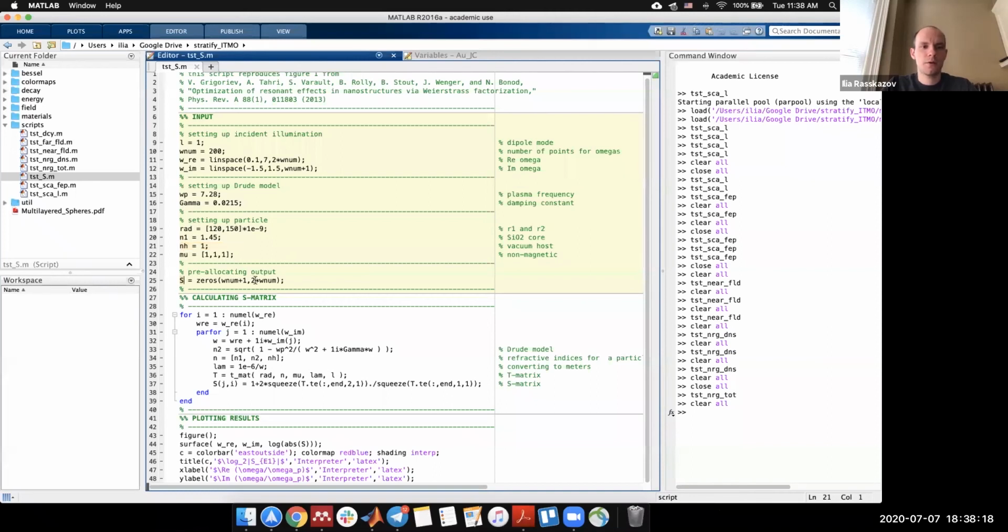We pre-allocate our arrays for the S matrix, and it's just super straightforward. So I'm creating two loops for real and imaginary omegas, to get the whole plane.